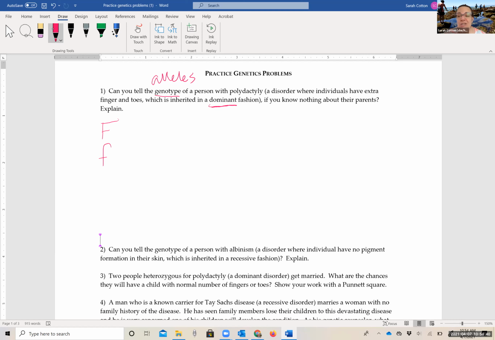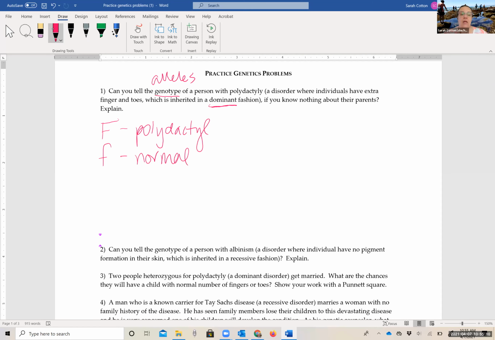So which allele am I going to symbolize with the capital F, the big F? The polydactyly? And why? Because it's the dominant trait. Perfect. And then the little f would therefore be the normal. Okay. Is that clear?